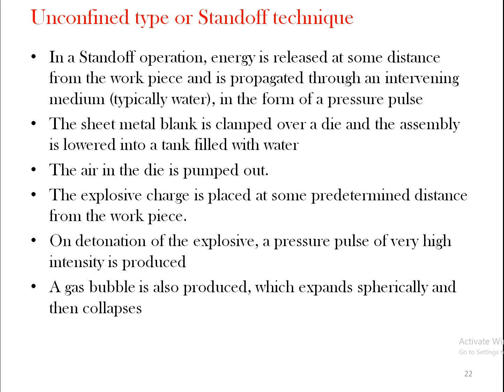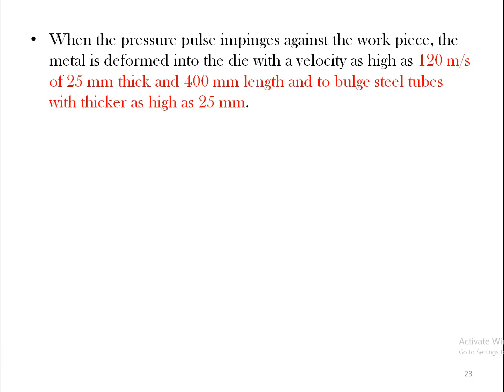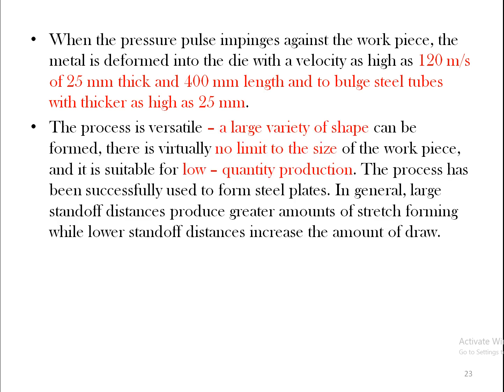Now the complete setup is kept in a water medium. There are many things which water helps with. One is it absorbs the shock, it prevents the sound, and also the water medium gives a uniform distribution of the pressure, right? Now, when the pressure pulse impinges against the workpiece, the metal is deformed into the die with a velocity as high as 120 meters per second. As you can imagine, that is very high velocity, and the transformation is happening.